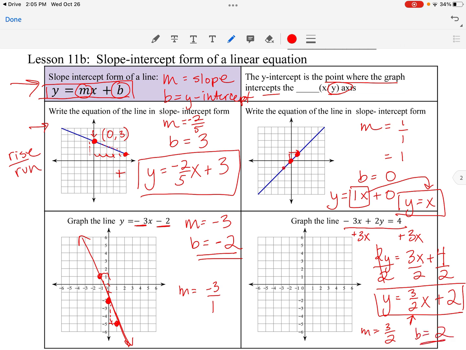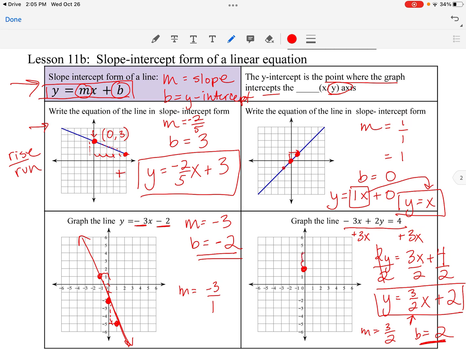So to graph it, we're going to start with the y-intercept. We can't start with the slope. The slope is not a point on the line. The slope is just directions for how to get from one point to another. So we have to start with a point on the line. The y-intercept is positive 2, so that's a point on our line. Then use our slope to find another point.